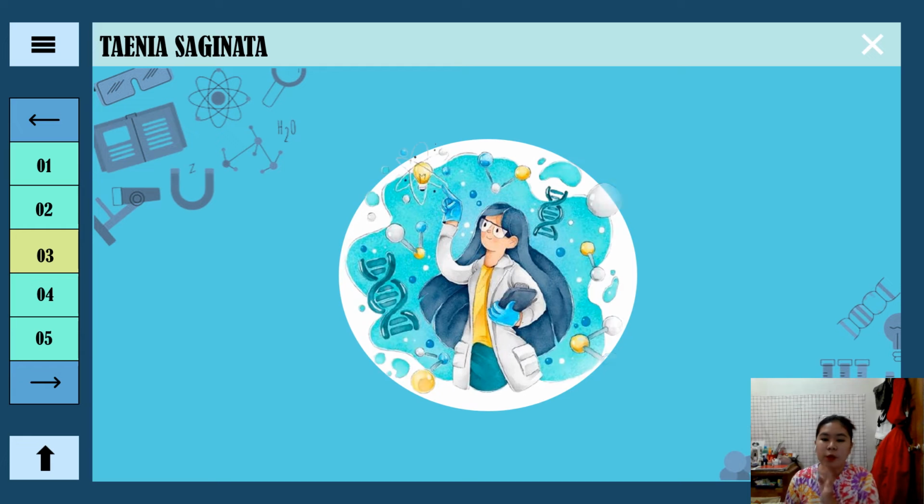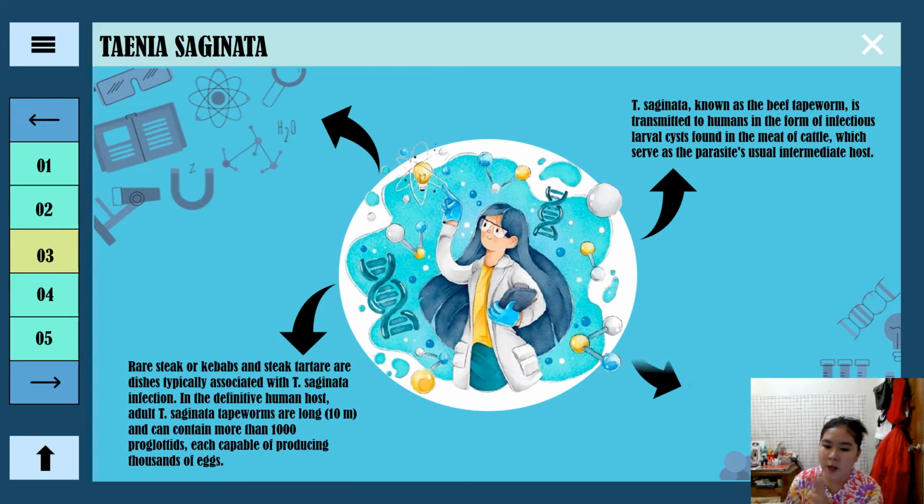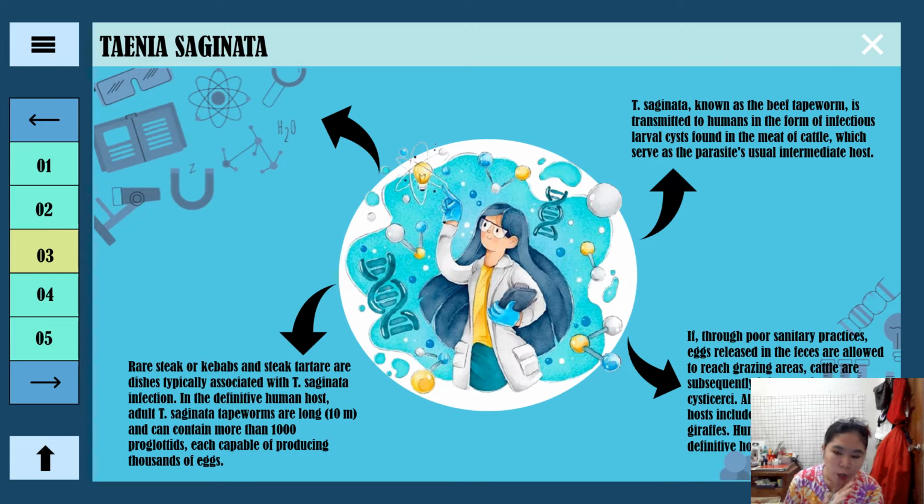So first, we're going to tackle all about the background of the Taenia saginata. The Taenia saginata or T. saginata, known as the beef tapeworm, is transmitted to humans in the form of infectious larval cysts found in the meat of cattle, which serve as the parasite's usual intermediate host. And the T. saginata tapeworm is common in cattle breeding areas of the world.